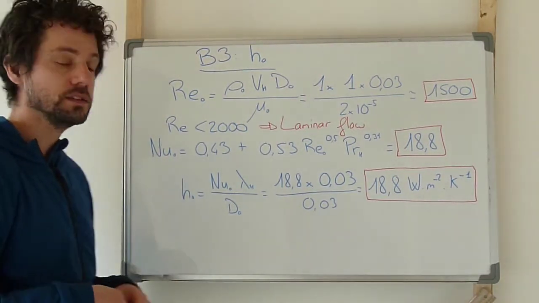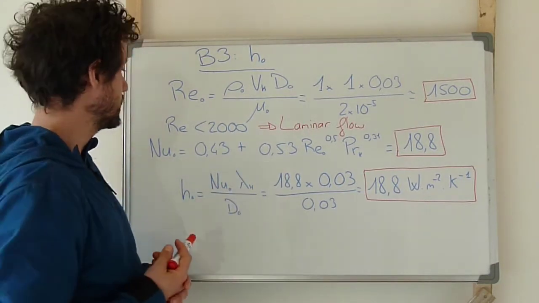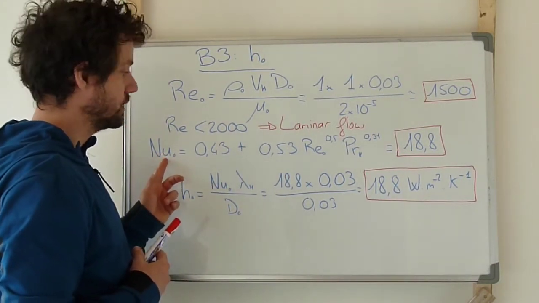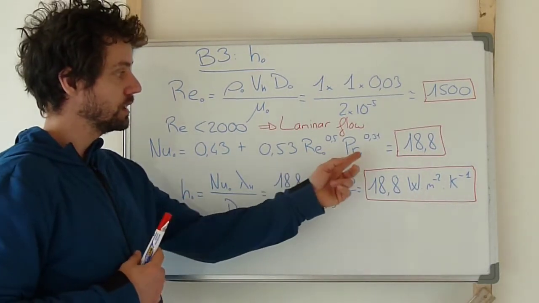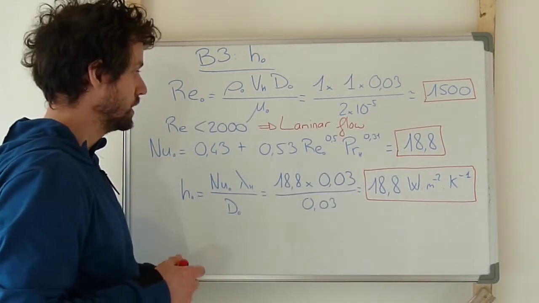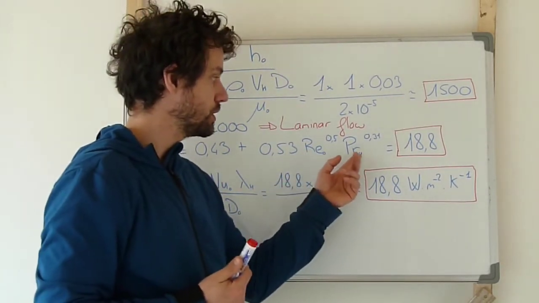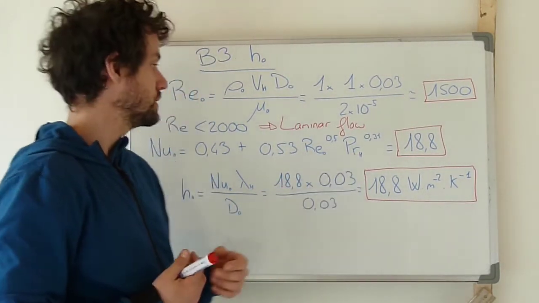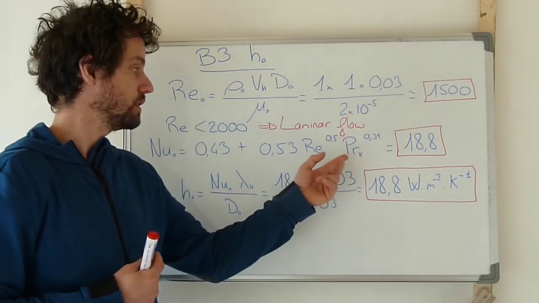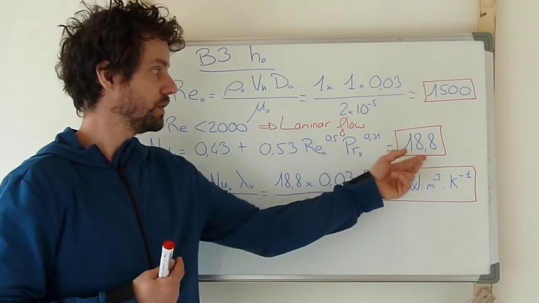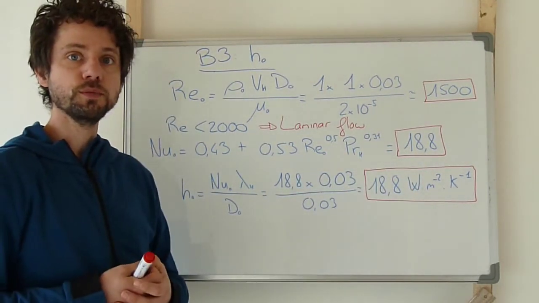So in this case you have a heat transfer correlation that is given, that relates the Nusselt number as a function of the Reynolds and of the Prandtl number. The Reynolds was already calculated, the Prandtl number is a thermophysical property of the fluid, and it's also given in the exercise sheet, and we find 18.8 for the outer Nusselt number.